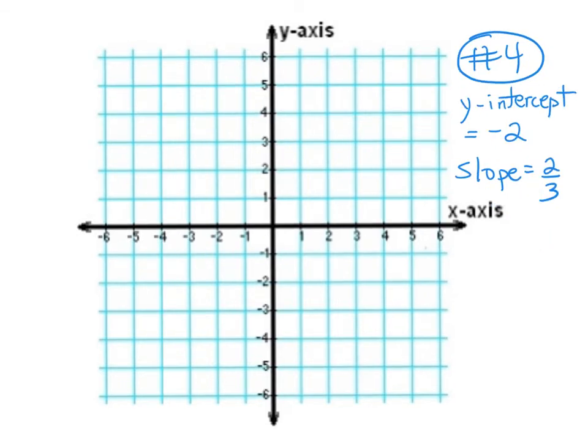Question number 4 says to graph a line that has a y-intercept of negative 2 and a slope of 2/3, and then to give the equation of that line. So I know it has a y-intercept of negative 2, so I'm going to put a dot at the y-intercept of negative 2. If it has a slope of 2/3, I need to go up 2 and over 3 to the right in order to put my other dot. So I now have those 2 points, the point 0, negative 2, and the point 3, 0. I'm going to draw my line in between those two.